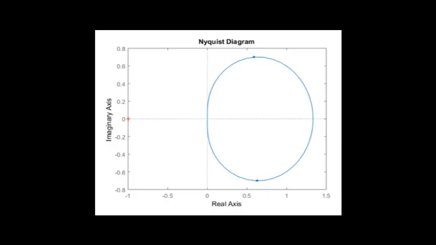The curve is a closed one. Accordingly, frequency changes from minus infinity to plus infinity, but that information is hidden here. And the phase angle of G j omega changes from 0 to 360 degrees.